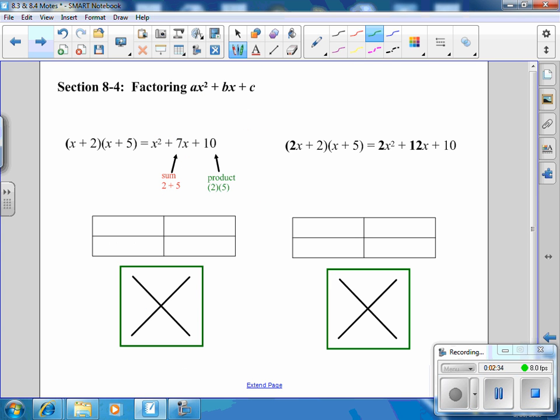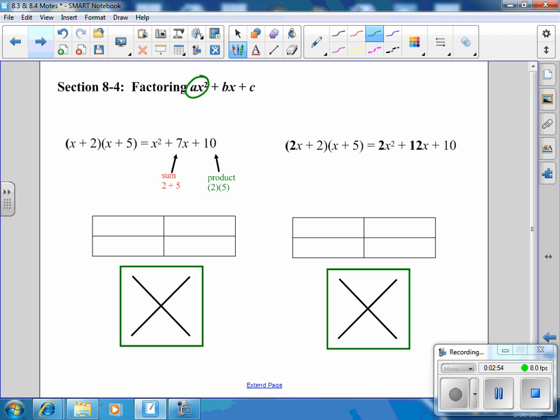So let's move on to section 8.4, factoring trinomials still, but this time we're going to have a number in front of x squared, and that kind of changes everything. So let's for a second remember the old way and see if we can draw connections to the new way, the problem on the right.